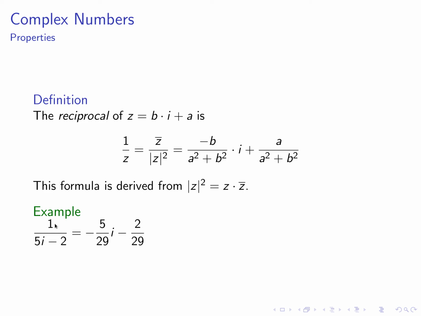The real part of this reciprocal should be the original real part divided by the sum of the squares of the real part and imaginary part of the original number. The original real part of 5i minus 2 is negative 2, so we get negative 2 in the numerator. Then we're dividing by the sum of the squares, which we just found to be 29. So the reciprocal of 5i minus 2 is negative 5 over 29 i minus 2 over 29.